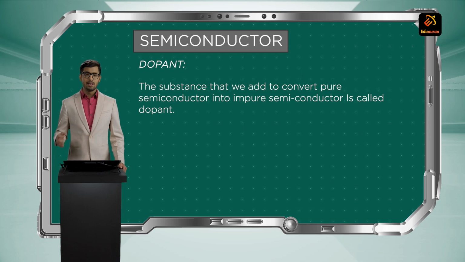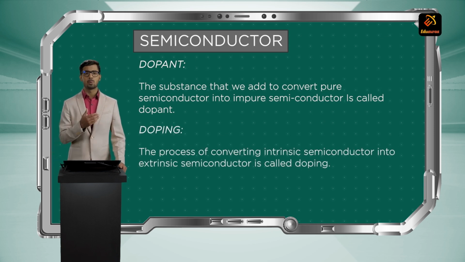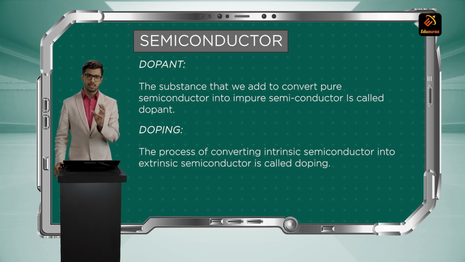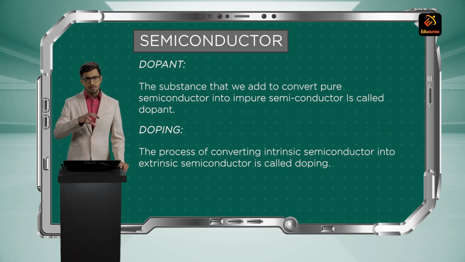Intrinsic semiconductors are the semiconductors which are already present in nature. Then we add some impurity into the intrinsic semiconductor. This impurity is called a dopant, and this process of adding impurity is called doping. So we add some dopant inside an intrinsic semiconductor and after doping, it becomes an extrinsic semiconductor.